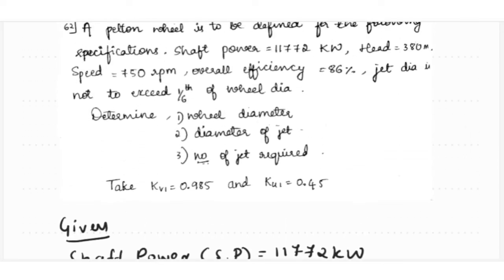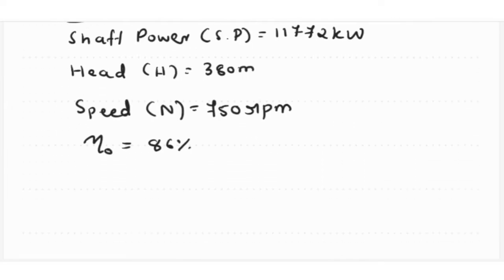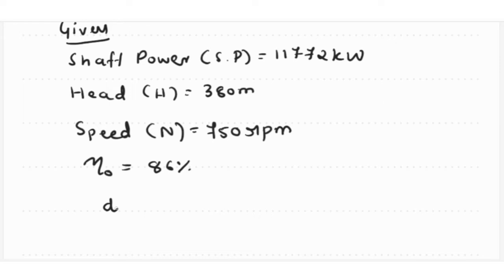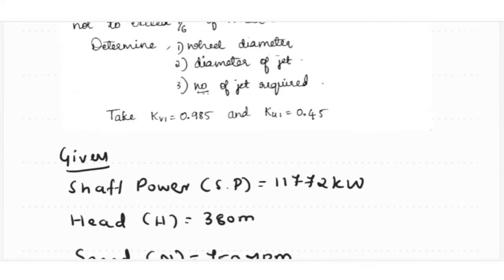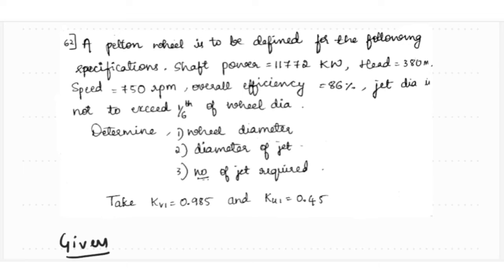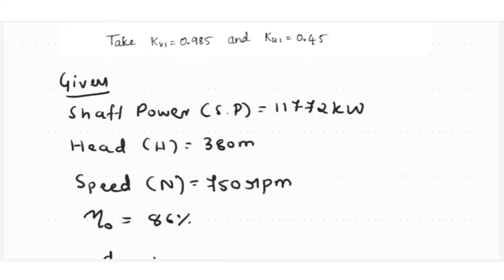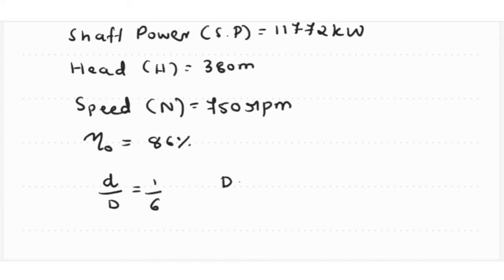Jet diameter is not to exceed 1/6 of wheel diameter, so that is nothing but jet ratio d by D is equal to 1 by 6 of the wheel dia. So we have to calculate here capital D is equal to question mark, small d is equal to question mark, and number of jets is equal to question mark. By using the given data we will calculate one by one.